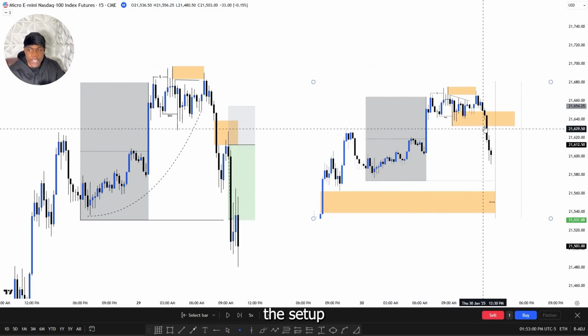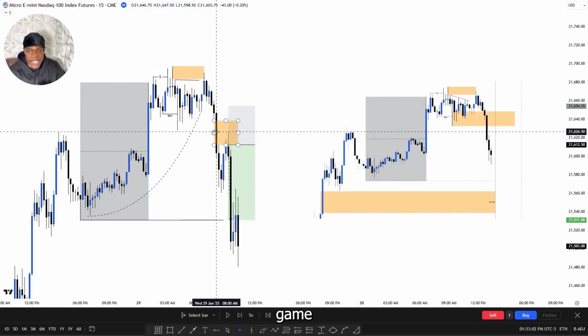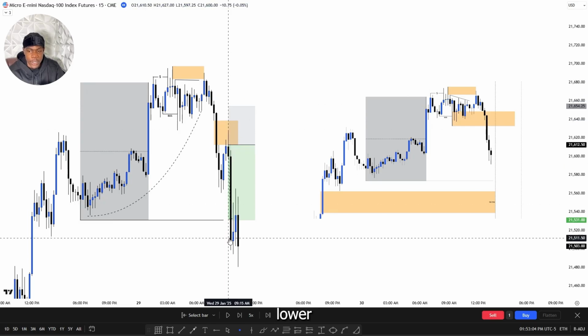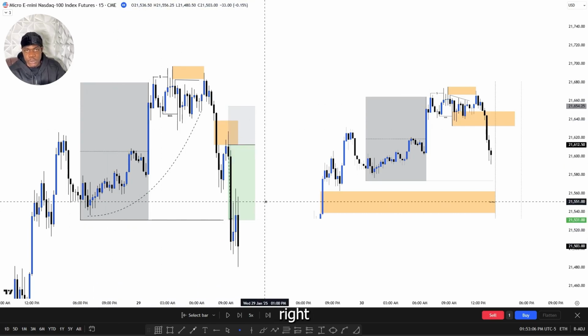This was the before of the setup right here, and this was the after. Price came right inside of this fair value gap to then extend lower to clear our Asian lows right here. So without further ado, let's hop right into this video.